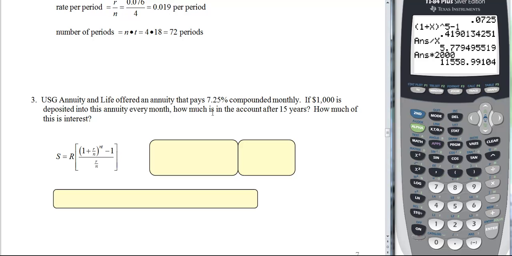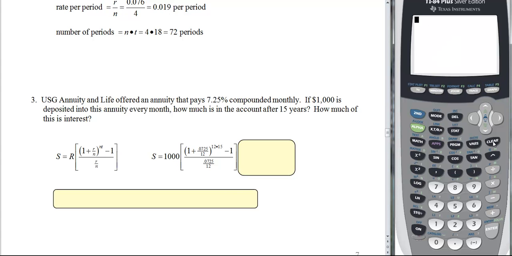Now it says how much is in the account after 15 years. So the 1,000, notice, deposited into this annuity every month. So the 1,000 is my R, and you know what the N's and T's are. So put everything in where it needs to go. Now let's go practice this one. I'm going to put 0.0725 divided by 12, store in for X, and enter.